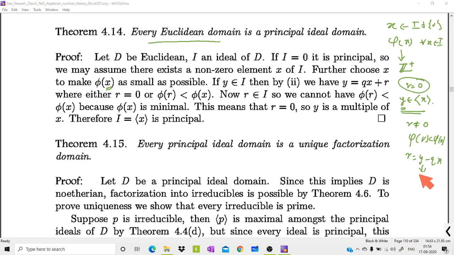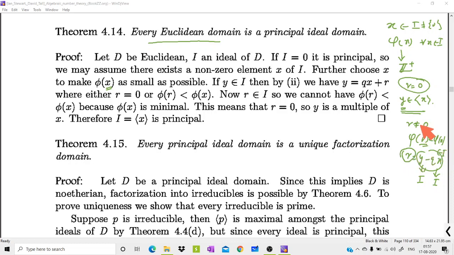But this y is an element of I. Similarly, this qx is a multiple of x, so it is an element of I. So we can say that r is an element of I, and phi of r is less than phi of x. So this contradicts the fact that x is the smallest such that phi of x is small. So this is the contradiction for the choice of this x.